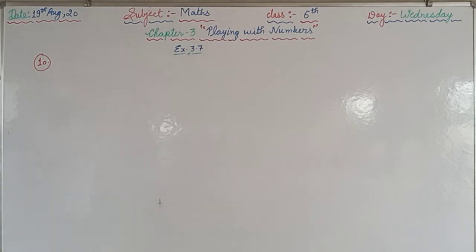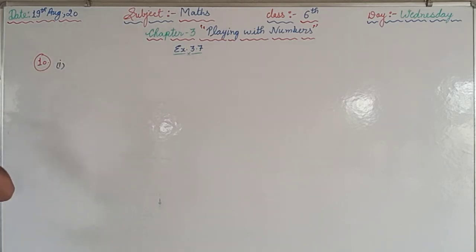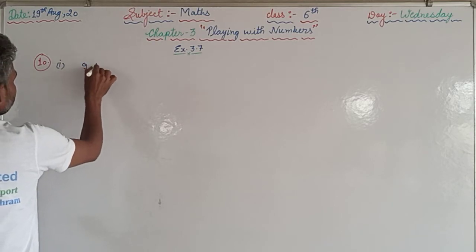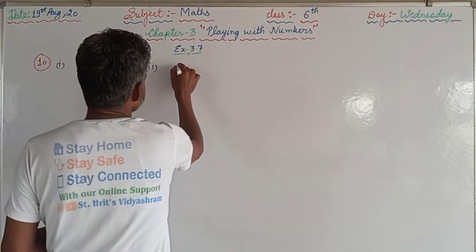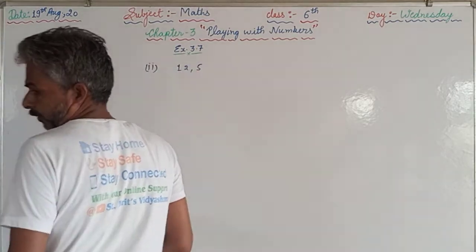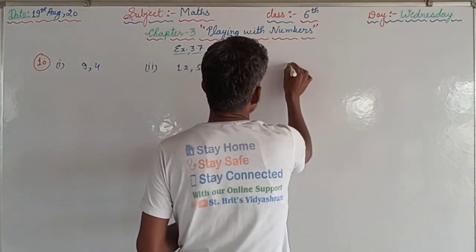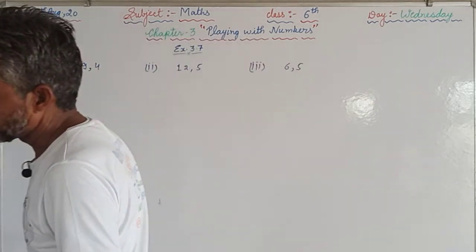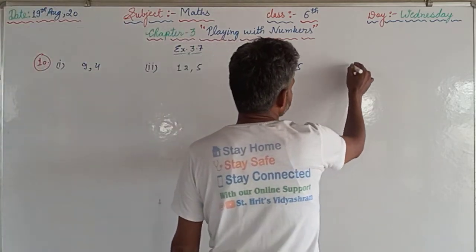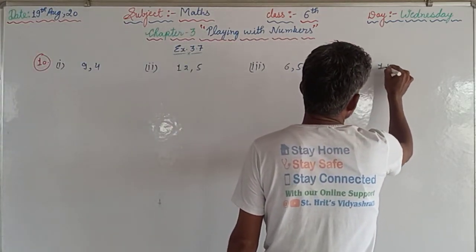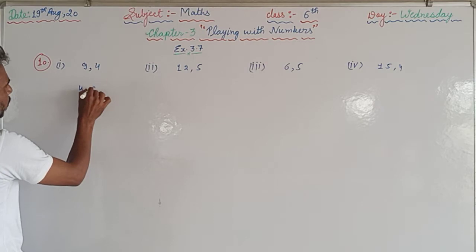So the numbers are, first part, 9 and 4. Second is 12 and 5. Third one is 6 and 5. And the last one, that is the fourth one, is 15 and 4. So we have to find the LCM. We will find the LCM of 4, 9 like this.